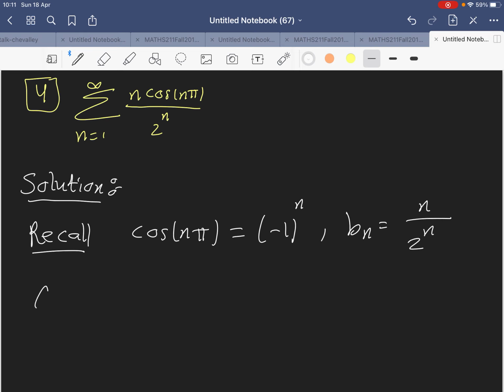And then apply the alternating series test. I trust that you know how to do this. And I'm sure you know how to do this. So I'll just leave it for you to practice it more.